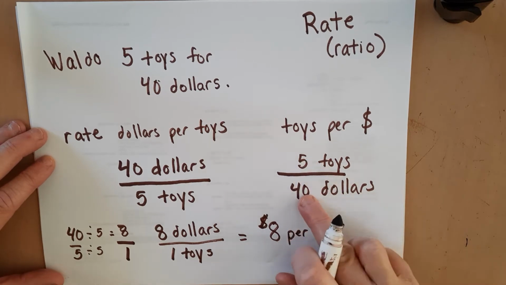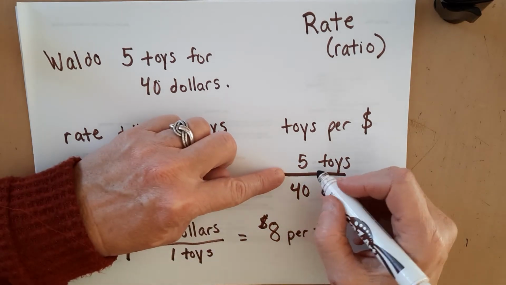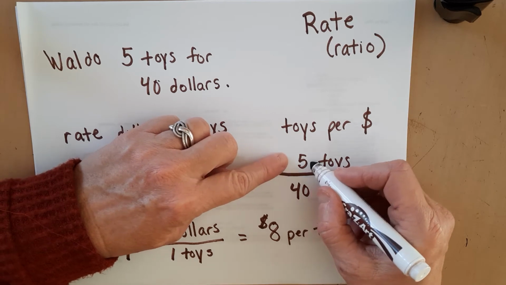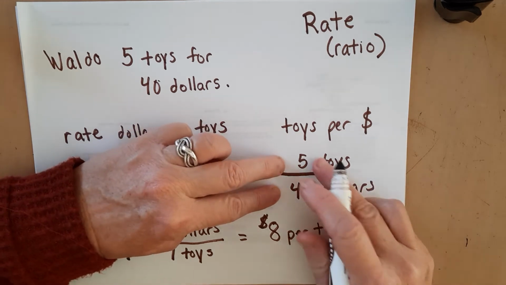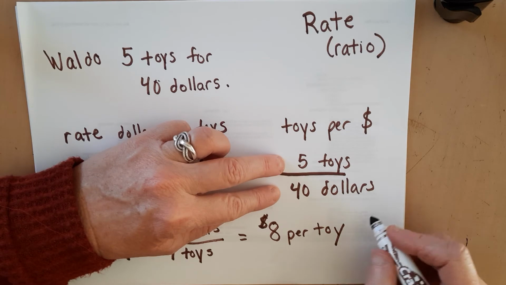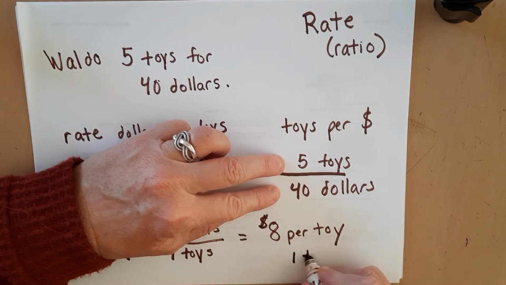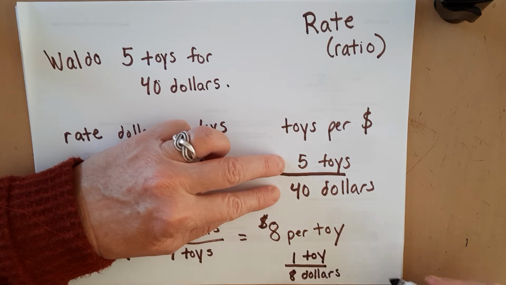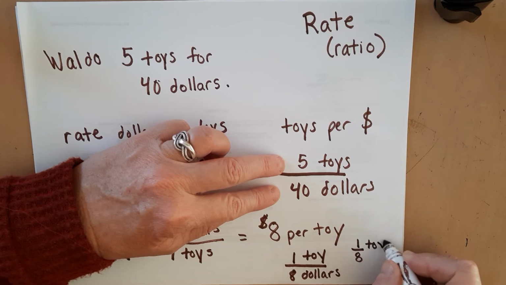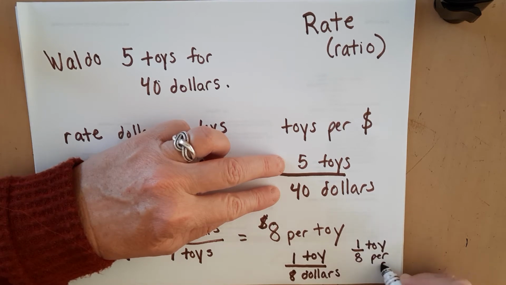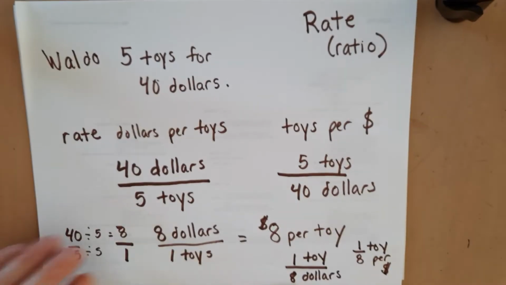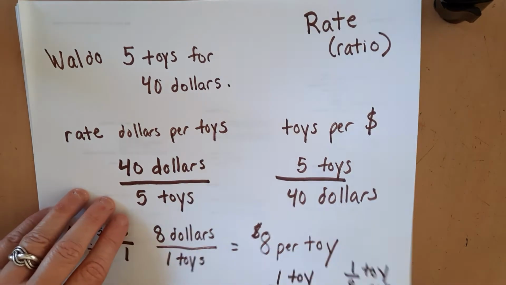When we simplify this other fraction, we again divide the numerator by 5 and the denominator by 5. When we do that, this ratio becomes 1 toy for every $8, which you can write as 1/8 of a toy per dollar. So that's how you write the two ratios. Well, let's do another one to make sure that you got this.